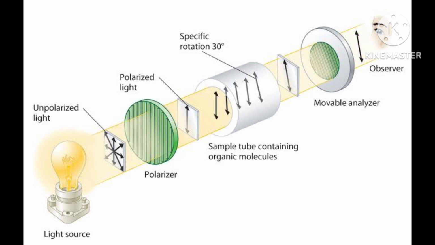A positive sign is given for right, and a negative sign is given for left. These two forms are called isomers because the formula is the same. Both have the same formula, only they behave differently with light. That's why both are called optical isomers, and the phenomenon is called optical isomerism. Questions are asked on this.